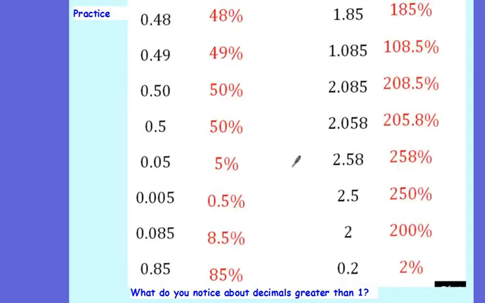And here are the answers. Please check your work and see how you did. Each time we're just multiplying by 100. Notice that all the decimals greater than 1 relate to a percentage that's over 100%, and we earlier said that a percentage over 100% is going to represent an increase.